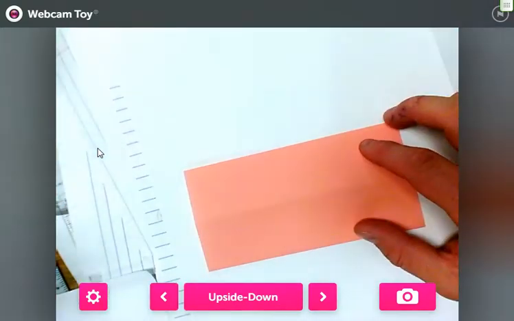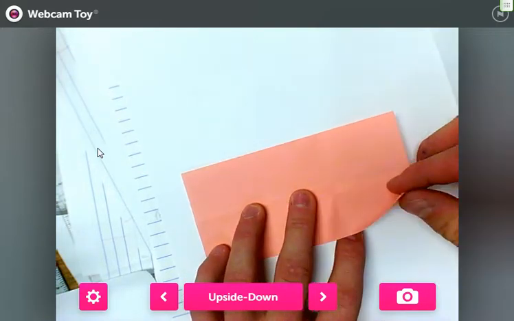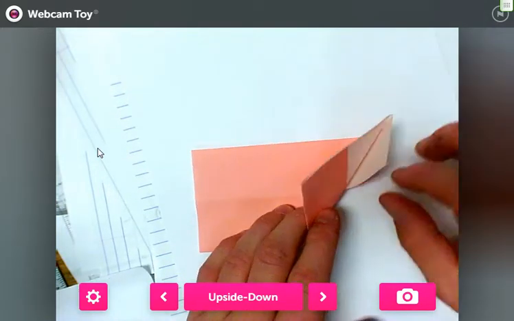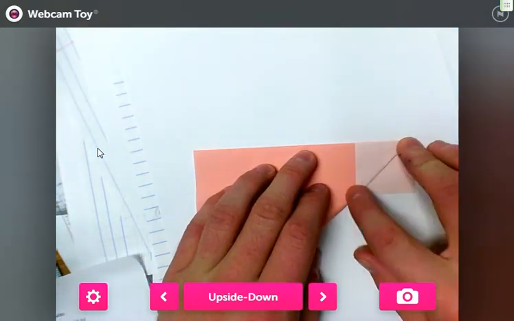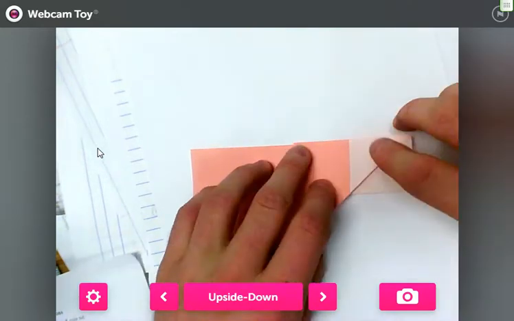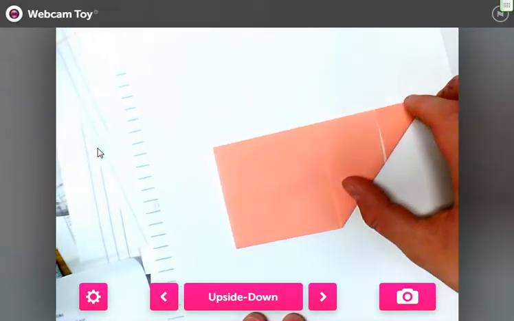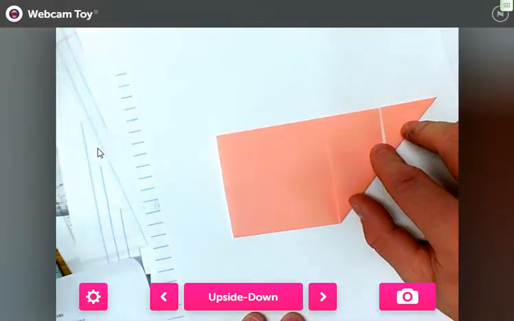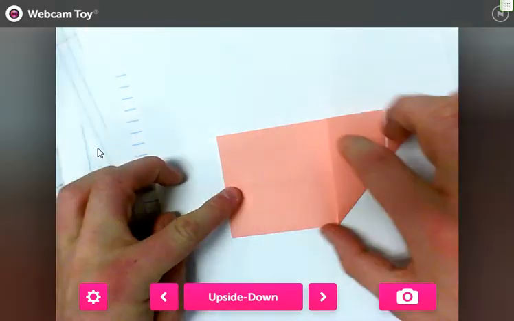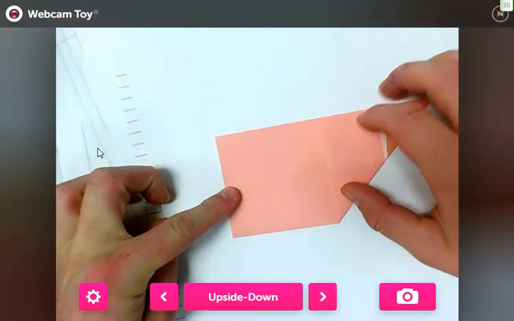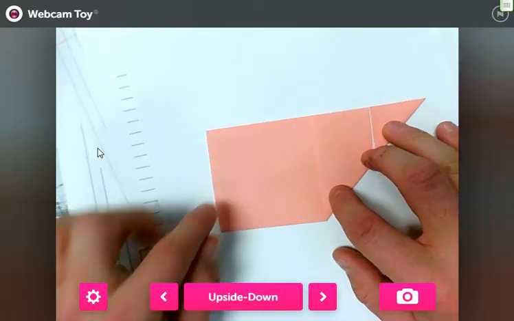We're going to take our bottom right corner, which is right here, and fold it up into a four-sided shape. What's the name of this shape right here? That's a trapezoid, because we've got one set of parallel lines, and then these lines are not parallel. So there's a trapezoid.